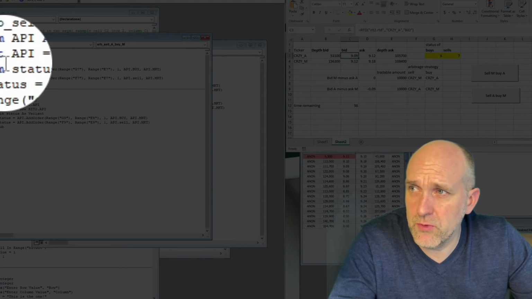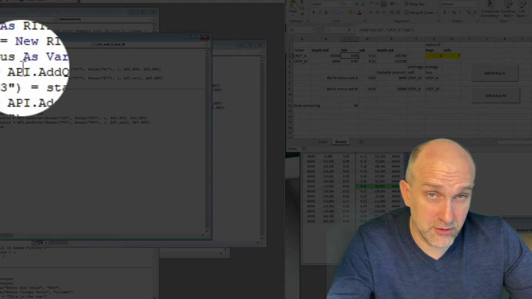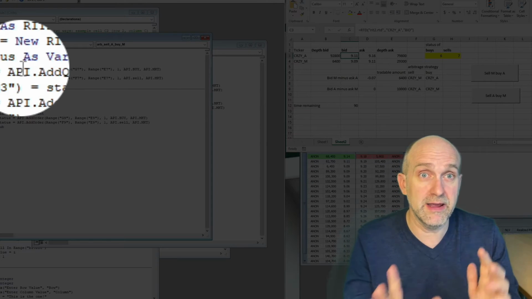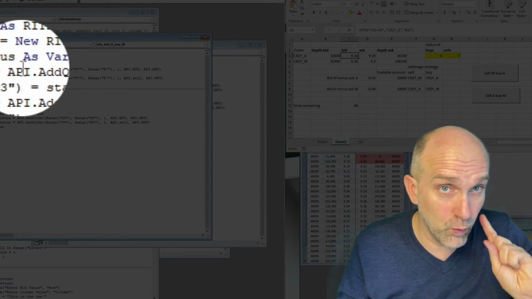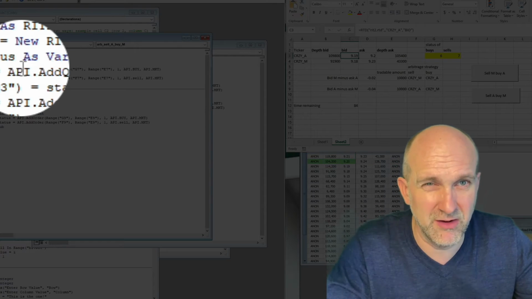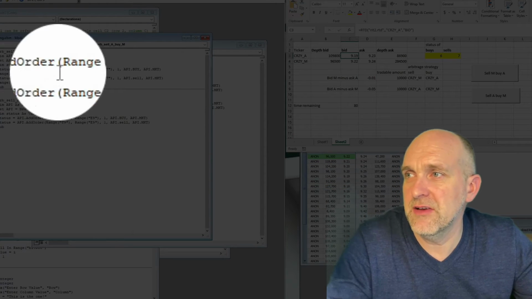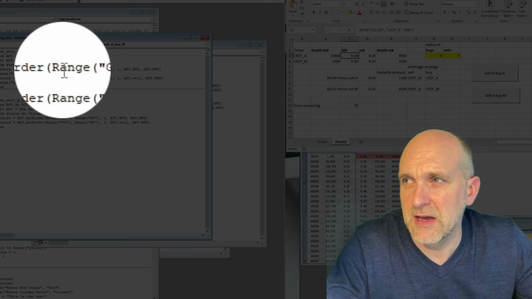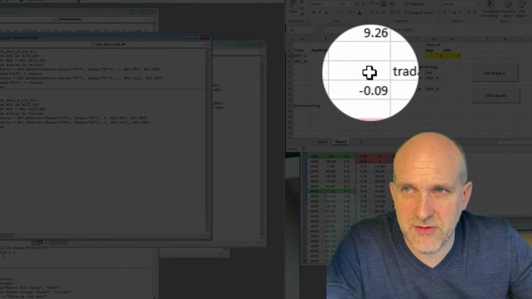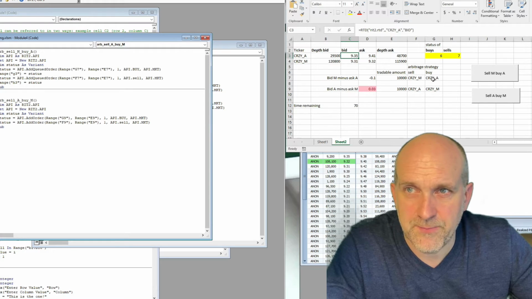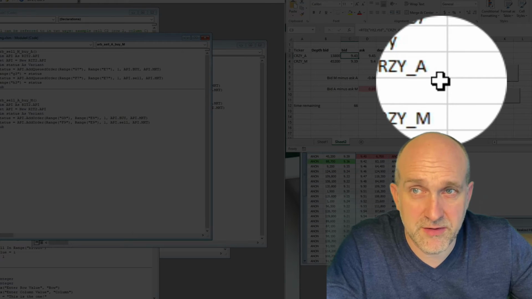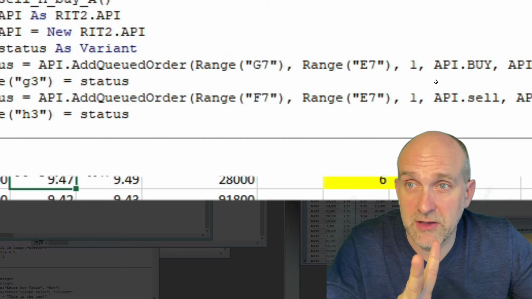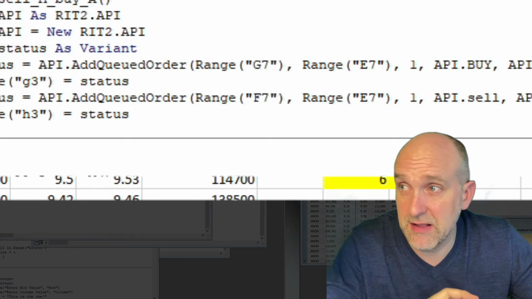Then I have a particular set of commands that I send, namely because an arbitrage trade involves both buying and selling, and I don't want to do two things. I just want to do one operation with it. So I click one button for two trades. So what you have here is I add an order. I use add queued order. That's the same command as I said before. I'm using range of G7, which is this symbol here. This is for the strategy where I sell on market M and I buy on market A. So I use the ticker symbol that I put into this cell here.